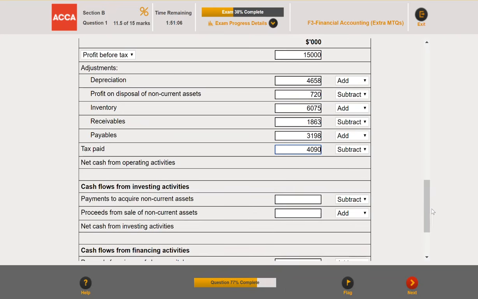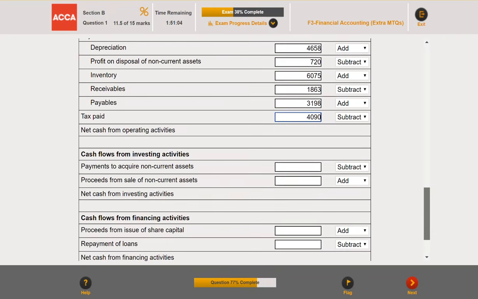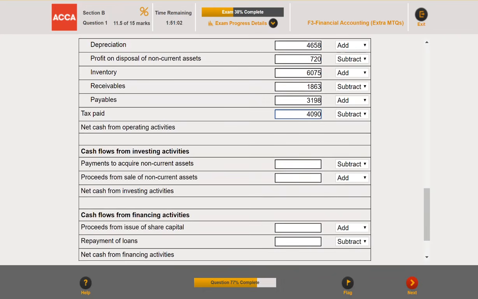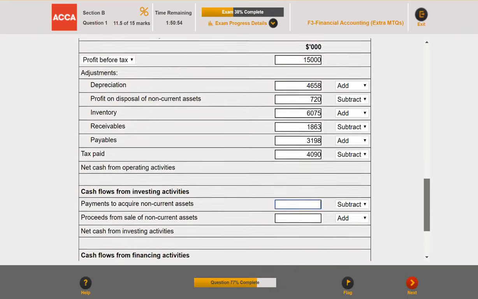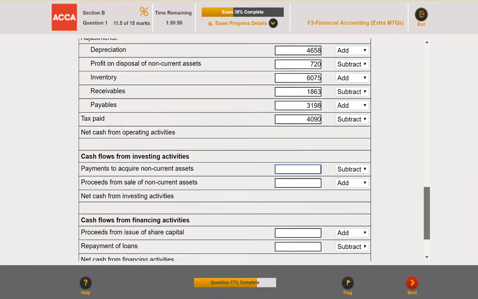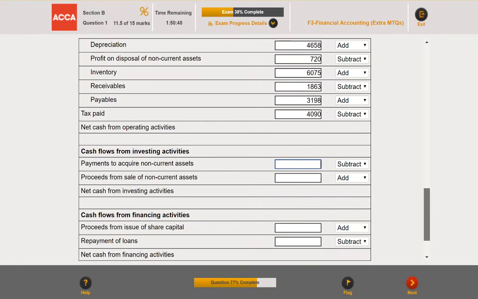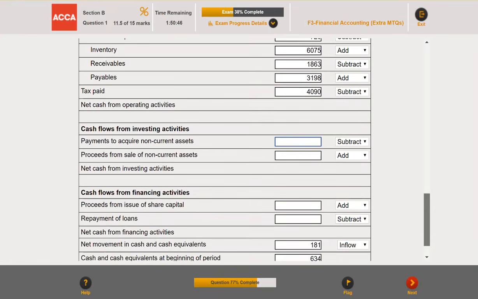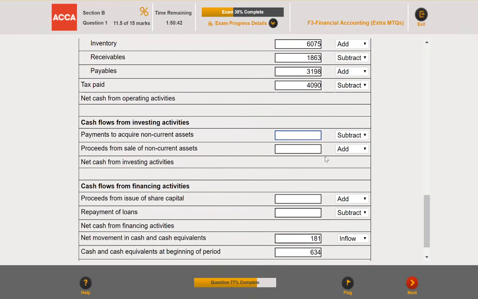And then payments to acquire non-current assets. This is the difficult part usually. So leave that to the end. If you want to leave it, it is also an option, because it is not sometimes worth investing that much time for this extra mark. So you could leave it and come back later if you had time for this part of the cash flow.